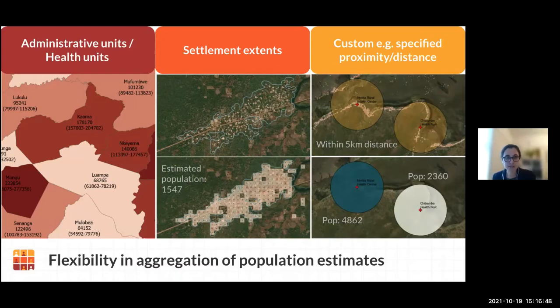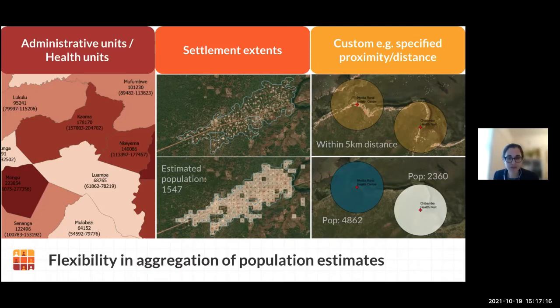And so this flexibility is because of the way we can aggregate this data. As I said, we've got estimates for each grid cell, and by aggregate, we mean we're summing up the grid cell values for a specified area. Firstly, on the left, we've got an example here. We can aggregate these grid cell values to subnational units. So this is administrative units or health units, so catchment areas or health areas where these exist.